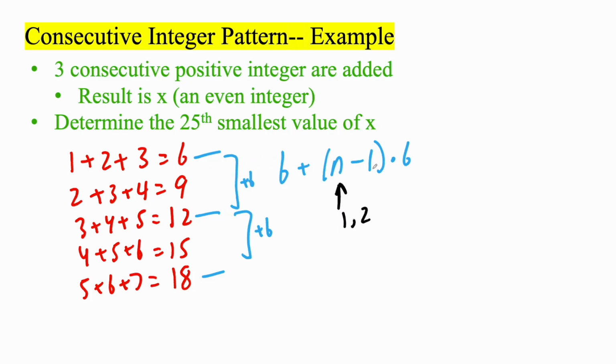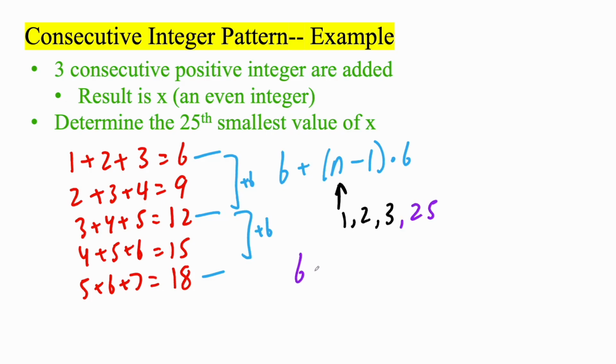And we do 2. 2 minus 1 is 1. 1 times 6 is 6. 6 plus 6 is 12. It works. Then we do 3. 3 minus 1 is 2. 2 times 6 is 12. 12 plus 6 is 18. So it's a match. Now we want the 25th smallest value, so we'll plug in 25.